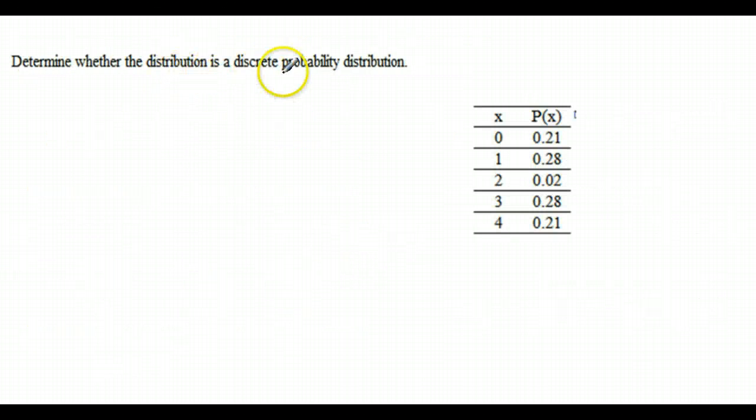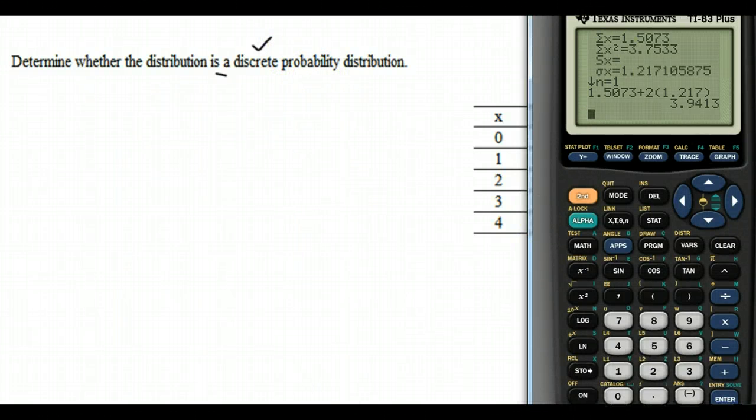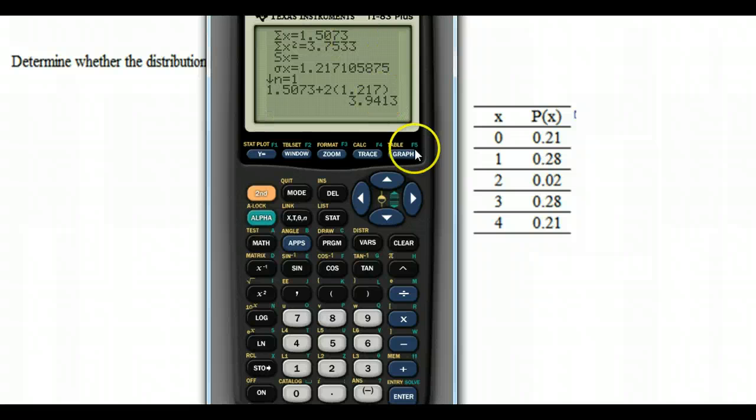Alright, determine if something is a discrete probability distribution. So for it to be discrete, there has to be gaps between values. So that part's satisfied. For the probability part, these probabilities have to add to 1, and there can't be anything above 1 or below 0.